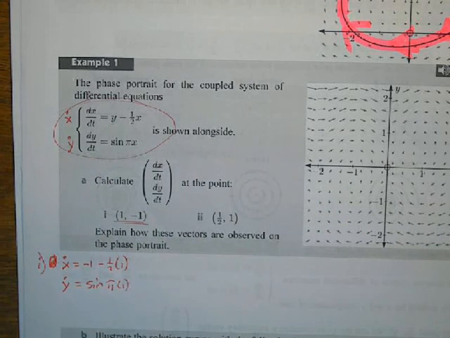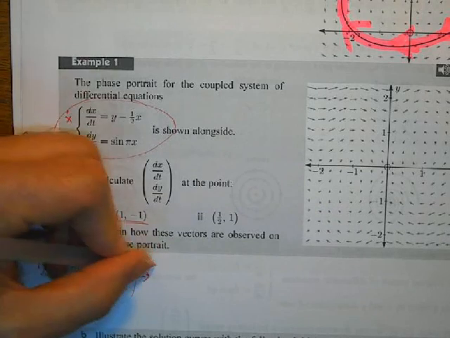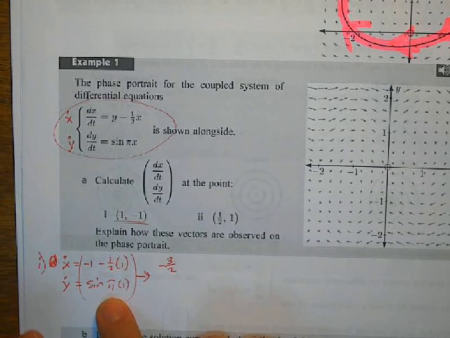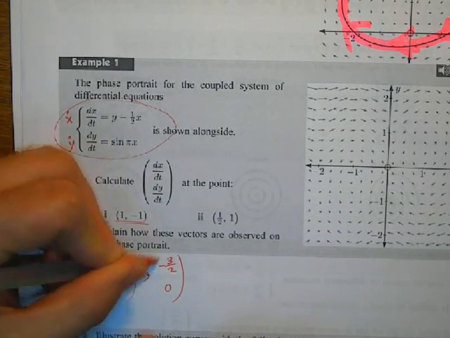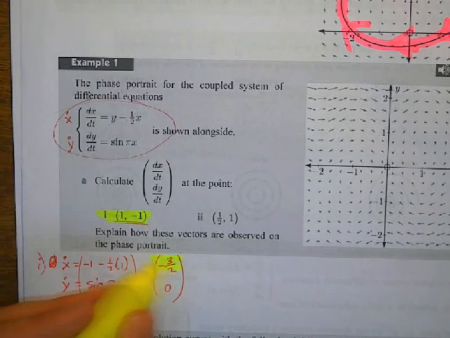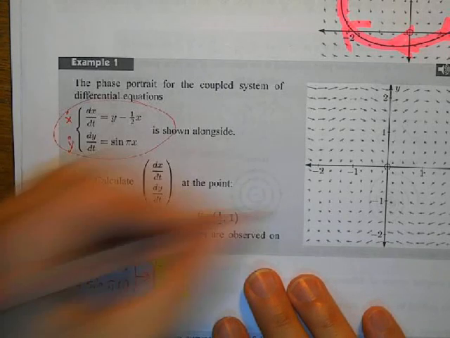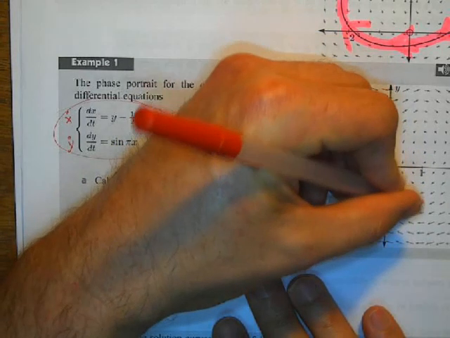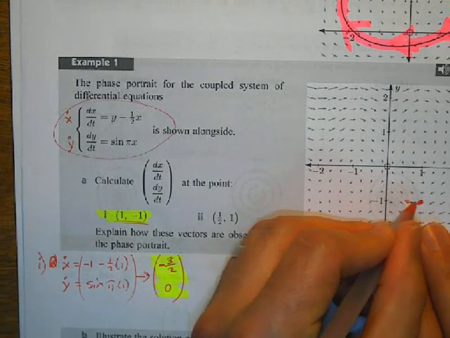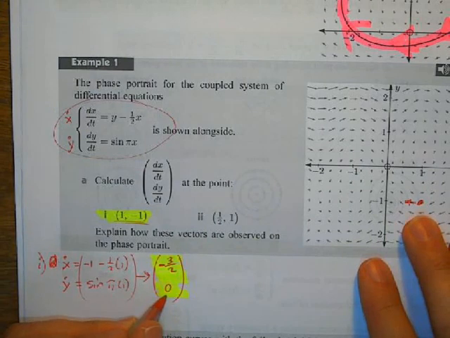If I simplify that, I get negative 1 minus 1/2, that's going to give me negative 3/2, and sine of pi gives me 0. And this is the direction from this point at 1, negative 1. This is the direction it's going. It's going in the negative x direction, and in the y direction, it's not going up and down at all.